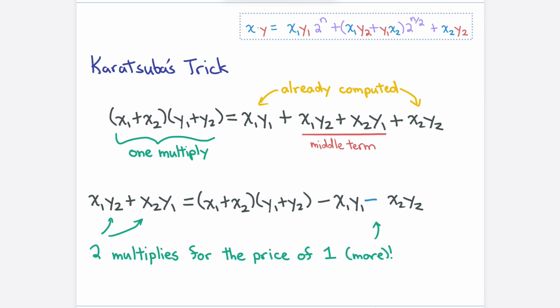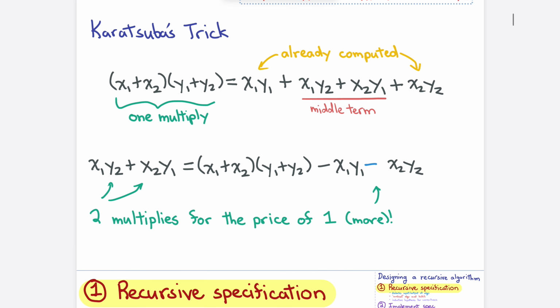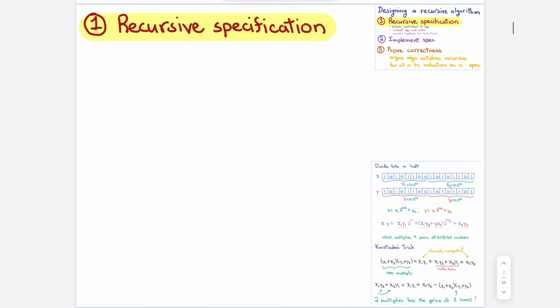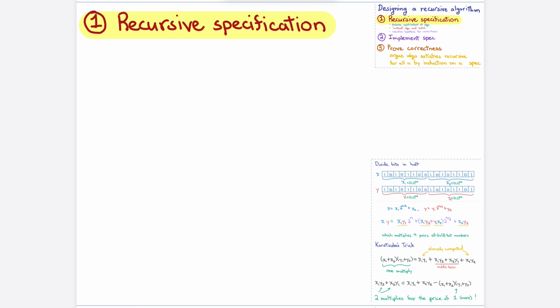Whereas the natural thing ends up with 4 multiplications of size n over 2, Karatsuba noticed that you can actually do it in 3 multiplications. And here we're going to leverage the fact that adding and subtracting is much faster. Adding and subtracting is not quadratic, it's just linear. Okay. So that's the algorithm. That's the trick. Now let's analyze and make sure it's correct.